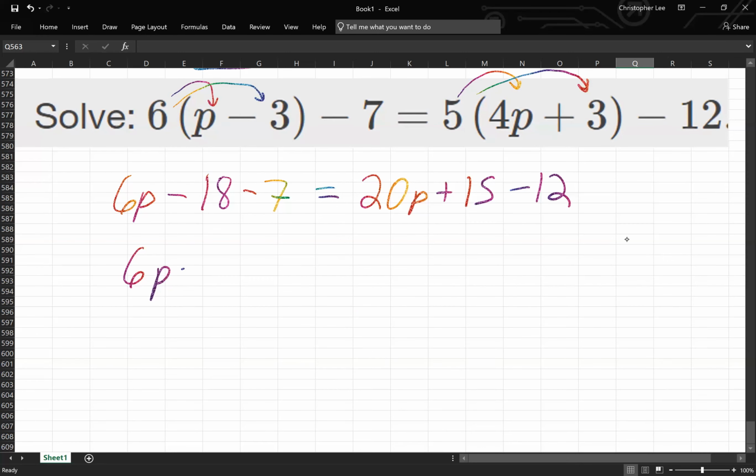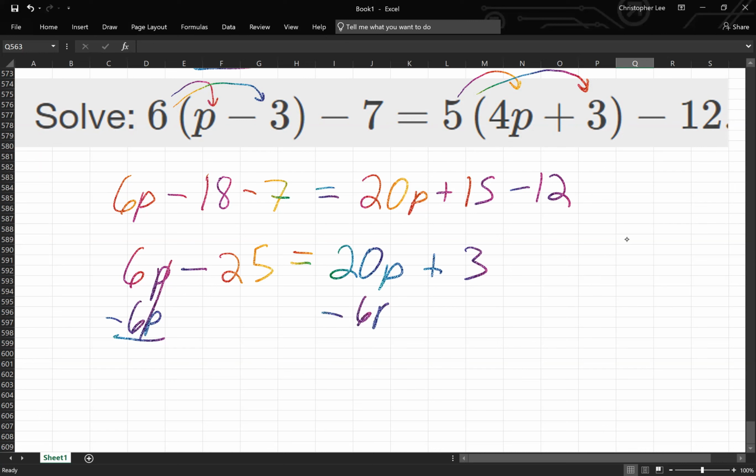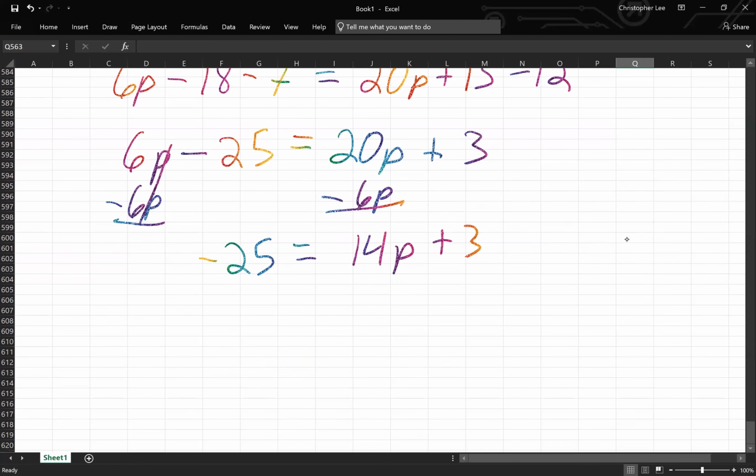So now I have 6p minus 25 is equal to 20p plus 3. Now again, I want to get all my p's on one side, all my everything else on the other. So I'm going to subtract 6p from over here. And then I want to get negative 25 is equal to 14p plus 3.